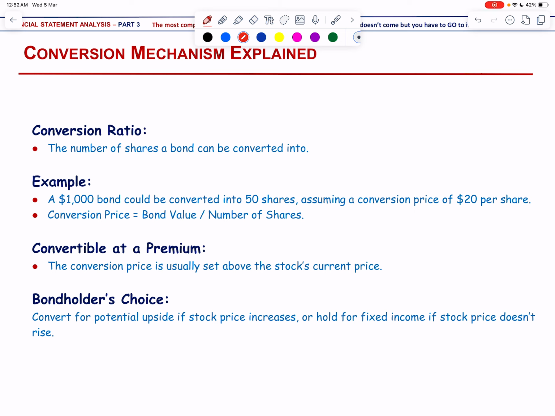For example, a 1000 bond might be converted into say 50 shares. So the conversion price is 20 per share. The conversion price is sometimes set at a premium also over the current stock price when the bonds are issued. Now, this is because the investors are willing to accept a lower coupon rate in exchange for the potential to benefit from future stock price appreciation.